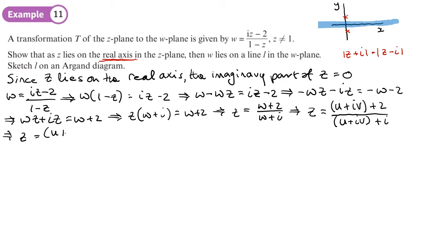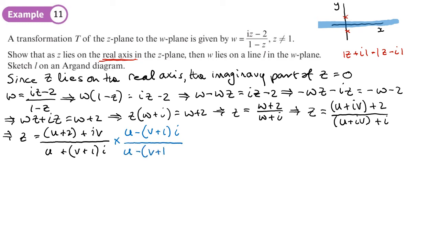So real part u plus 2 plus iv, and then at the bottom the real part is just u, and then the imaginary part is going to be v plus 1 i. So we're going to multiply the top and the bottom of this fraction by u minus v plus 1i, the conjugate of this, almost like rationalizing it in the complex way. So let me write down times by u minus v plus 1i over u minus v plus 1i.